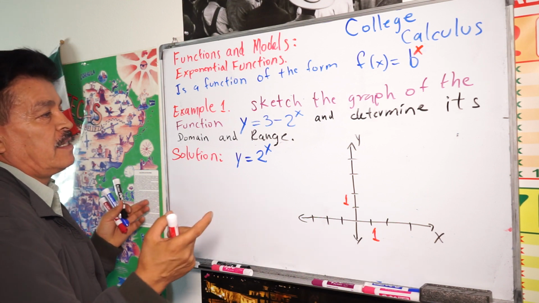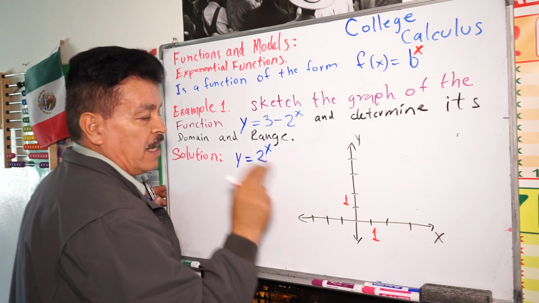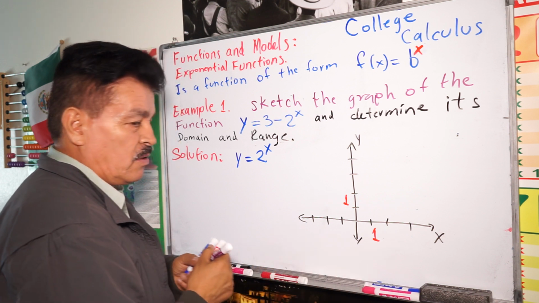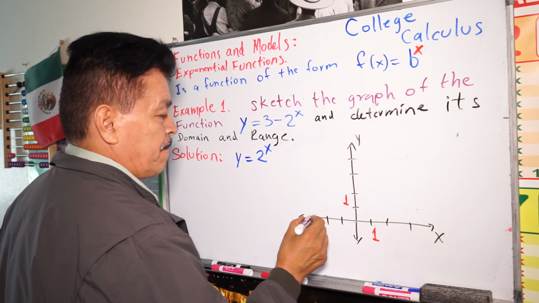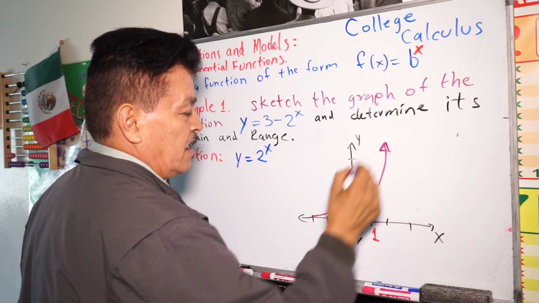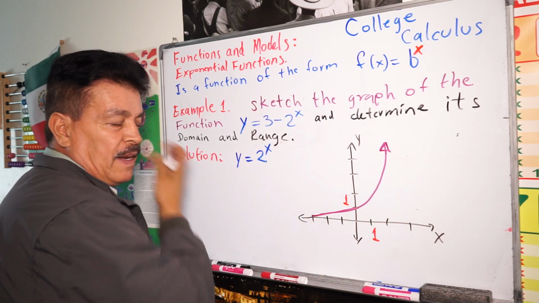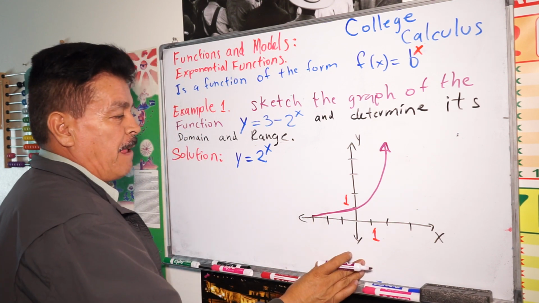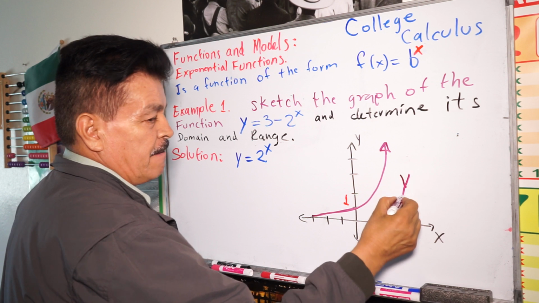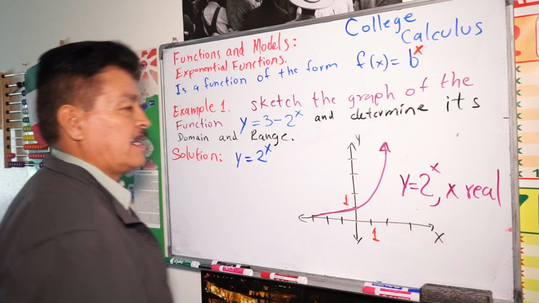Okay, just mark number one right here and number one right here, this is a unit. So when we sketch the graph here, we need to reflect the graph of y equals 2 to the x power. Let me write this with this marker. The graph is like this. Okay, this is our graph, y equals 2 to the x power, with x real.